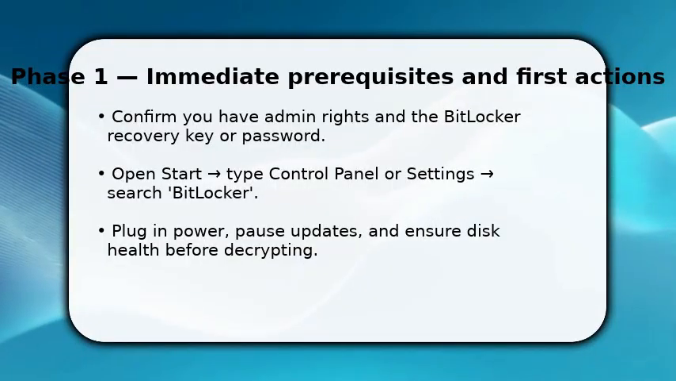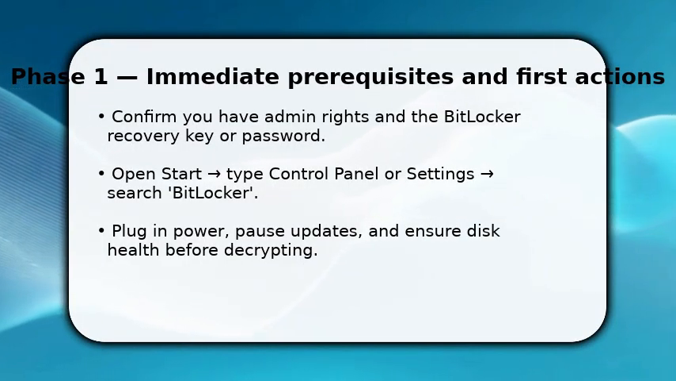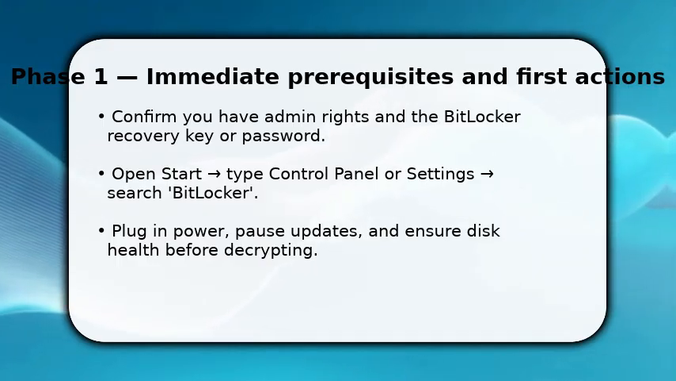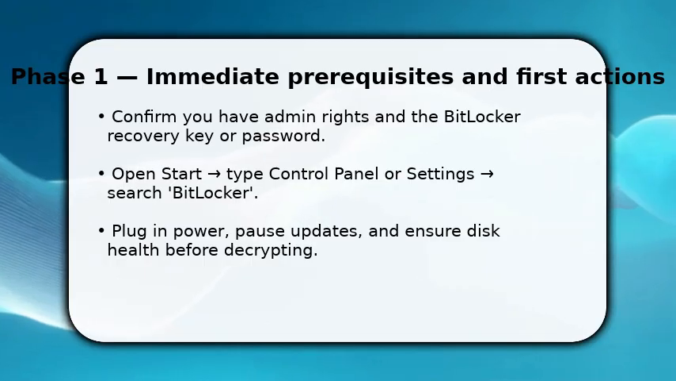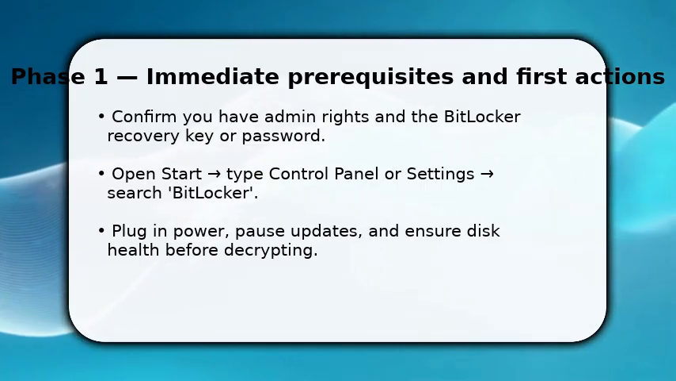You start by confirming admin access and locating the BitLocker recovery key. This is essential because decryption without it can be impossible. Once done, open Settings or Control Panel and navigate to BitLocker Drive Encryption to begin. Make sure the device is plugged into power and not in the middle of updates, since interruptions can corrupt data.